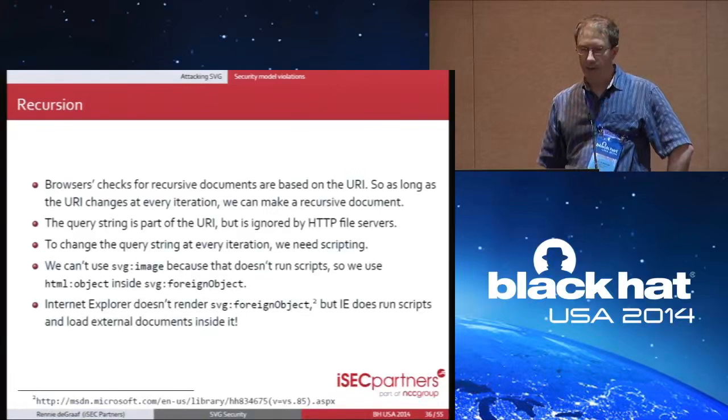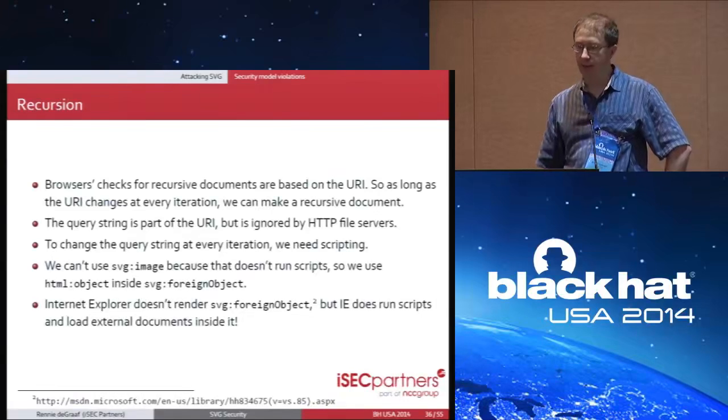So we can try to use a client-side script to change the query string every time we reload our recursive document. Now we can't use SVG image to load the nested documents, because that's a static image context and we don't run scripts there. So instead, we'll put a foreign object with an HTML object inside of our SVG. Internet Explorer is documented as not supporting foreign object, and it doesn't actually render it. But it turns out that despite not supporting it, they load external documents and run scripts inside it.